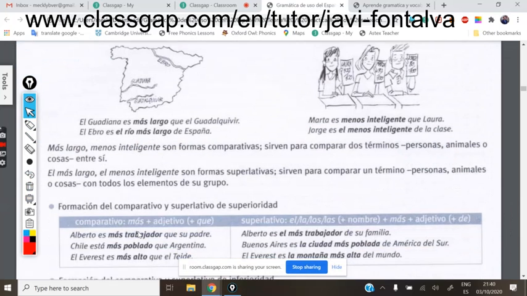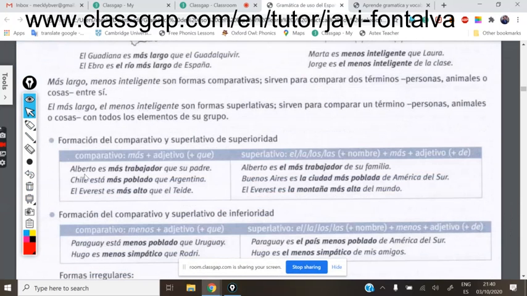So let's take a look at some more examples. Alberto es más trabajador que su padre. So, more hard working. Trabajador is hard working, than his father. Chile está más poblado que Argentina. So, more populated than Argentina. El Everest es más alto que el K2. So, Everest is taller, or more tall, than K2.